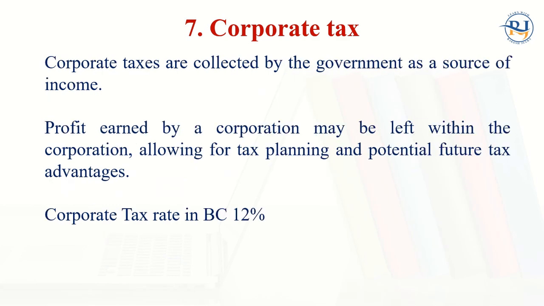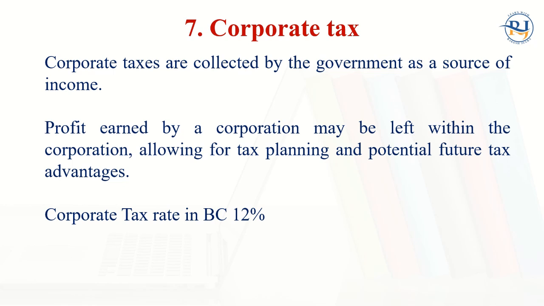Corporate taxes are collected by the government as a source of income. So the corporate tax will be considered as a source of income for the government, just like the Canada Revenue Agency, CRA, takes taxes. That will be considered as income for the CRA. And the profit earned by the corporation may be left within the corporation, allowing for tax planning and potential future tax advantage. What is the meaning of this?